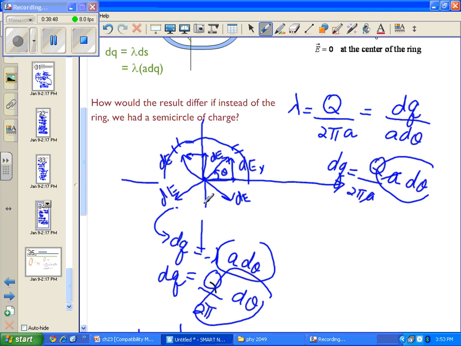Notice that when we break these up into components, this is our dEy in the negative y direction, and dEx, dEx, and notice what happens to the dEx. They cancel, but the dEy's add. So in other words, this would no longer be true that both the x and the y components of E would be 0.